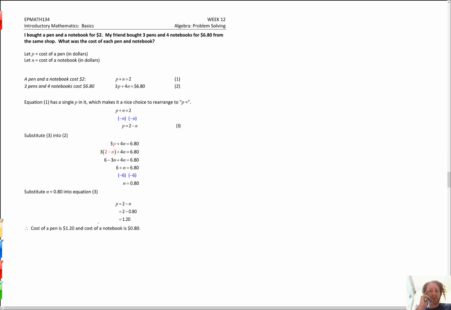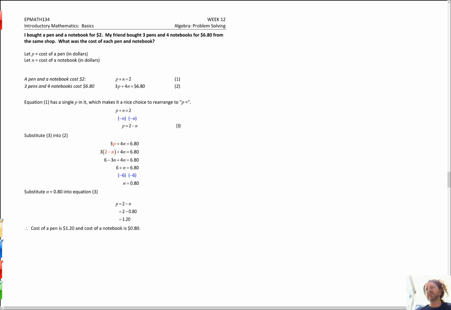The next one, I'm going to say, is probably the most common type, where you go purchasing stuff. But you've got a different shopping list as a friend. We want to work out the individual prices. Let's read the question. I bought 1 pen and 1 notebook for $2. Alright. I bought 3 pens and 4 notebooks for $6.80. Fair enough. From the same shop.